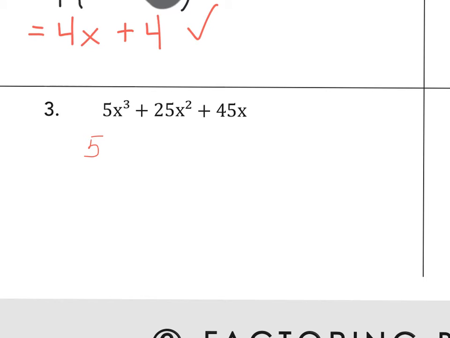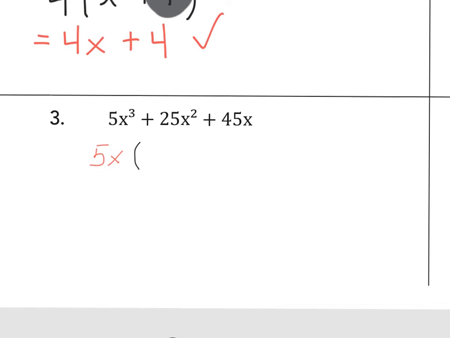Now I'm going to look at the variables. In the first term, I have x to the third. In the second term, x squared, and third term, x. Because every term has at least one x, I know that x will be part of my common factor. I now have my GCF, so I can factor 5x out and in parentheses I am left with x squared plus 5x plus 9.